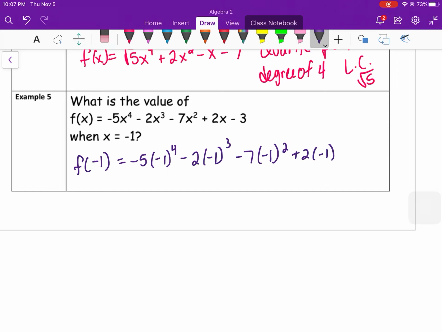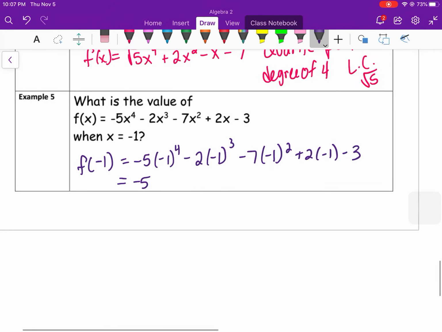Whoops. Okay, let's see if I can do this mental math at 10 o'clock at night.